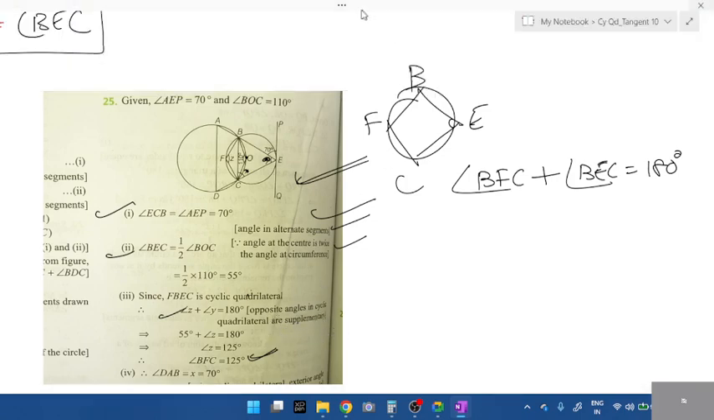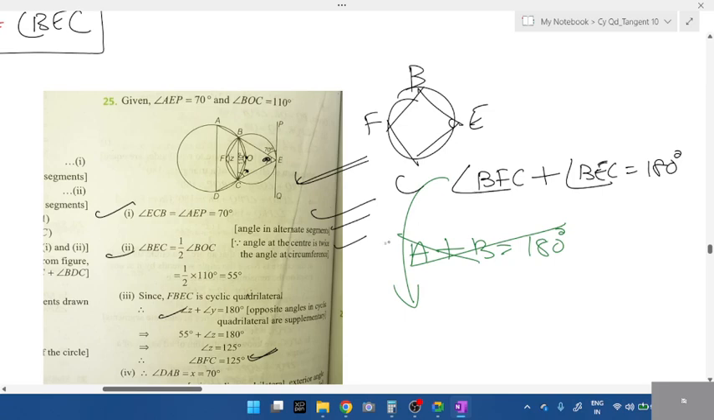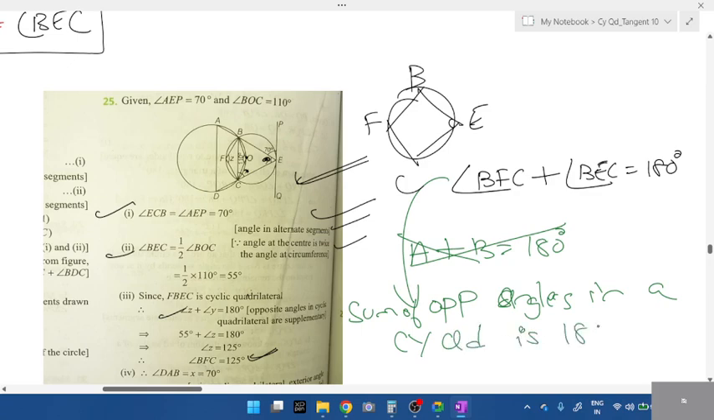Do you all know the meaning of supplementary? See, supplementary is when you add any two angles, you should get 180 degrees. You can write supplementary or just ignore whatever they have given. Convert this into words. Both are opposite angles, right? Opposite angles in a cyclic quadrilateral. Okay, you can even mention it like this: sum of opposite angles in a cyclic quadrilateral is 180 degrees.